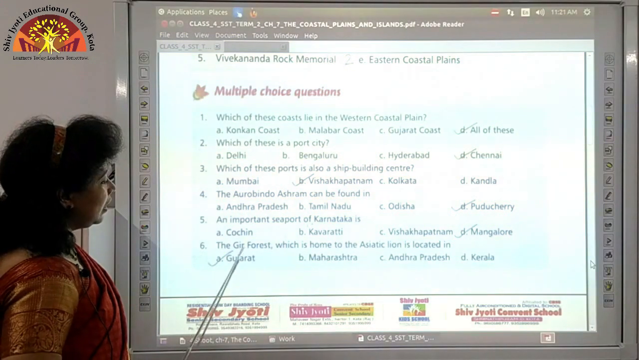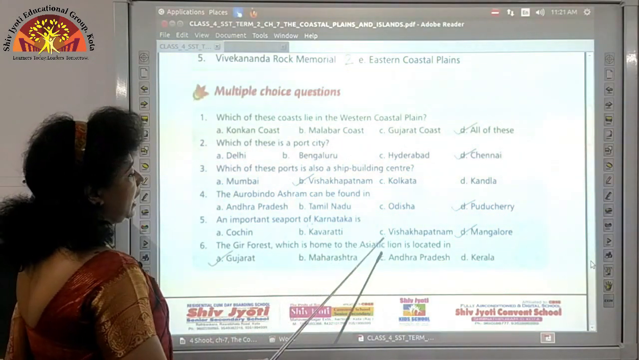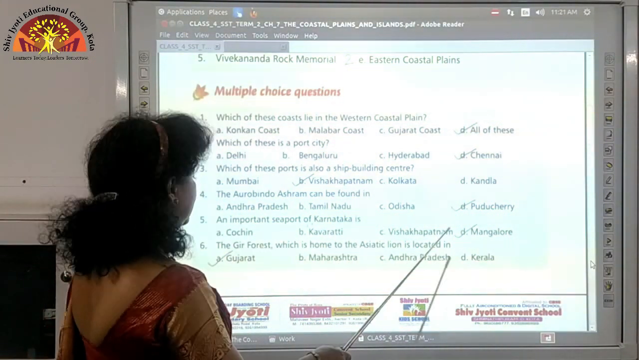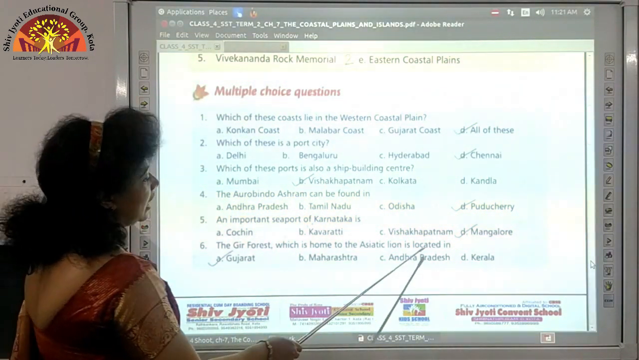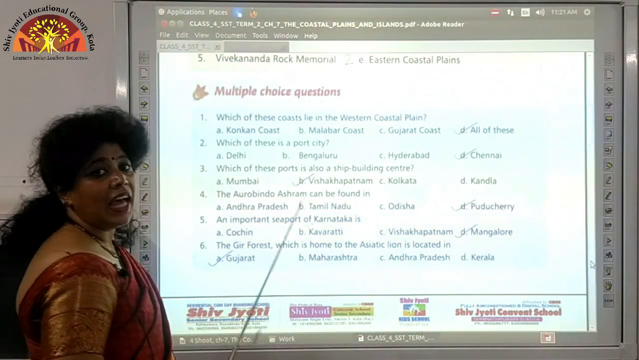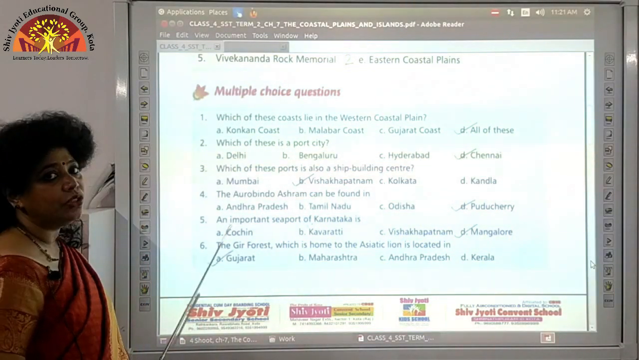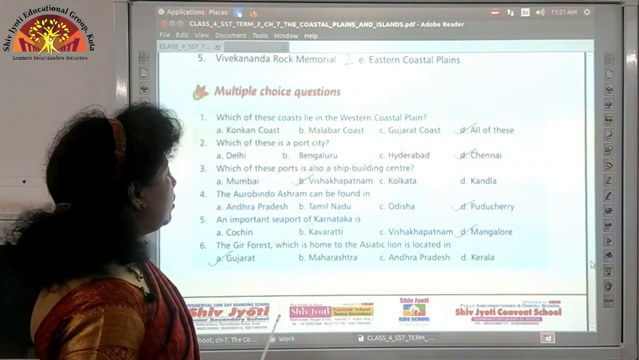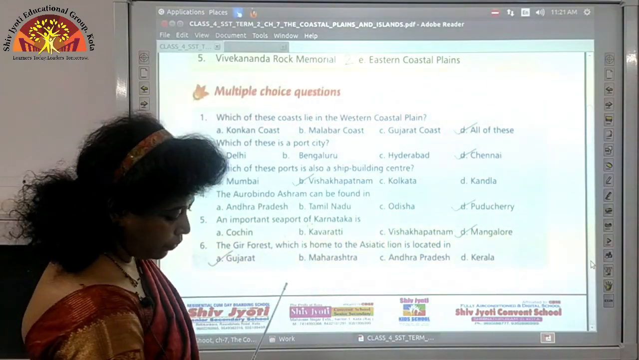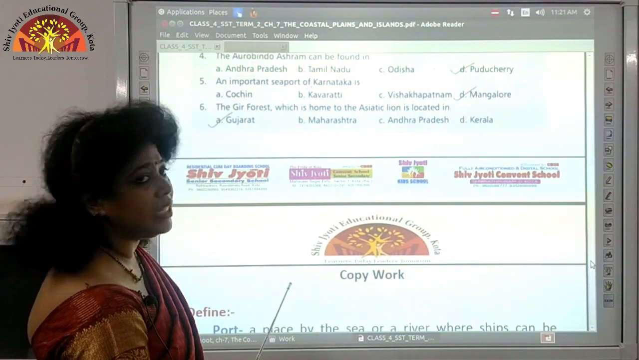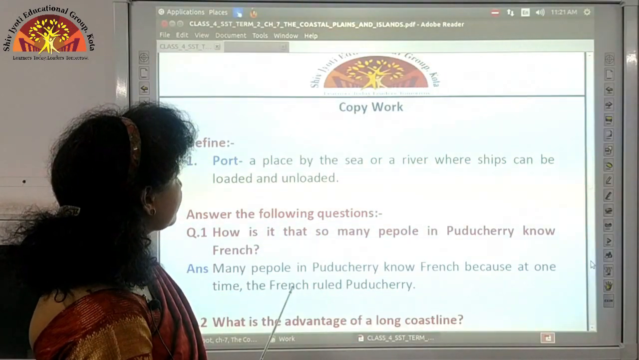Question 6, the Gir forest which is home to the Asiatic lion is located in A, Gujarat, B, Maharashtra, C, Andhra Pradesh, and D, Kerala, and the correct answer is A, Gujarat, because Gir forests are found in Gujarat. So this concludes the book work, children. Let us now proceed with the copy work.